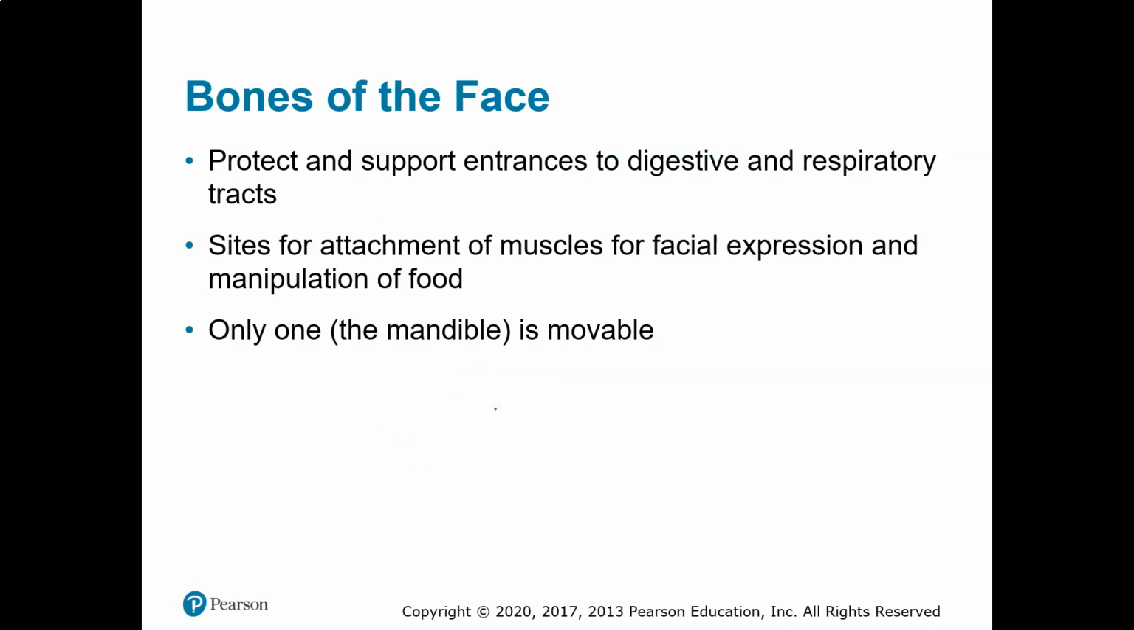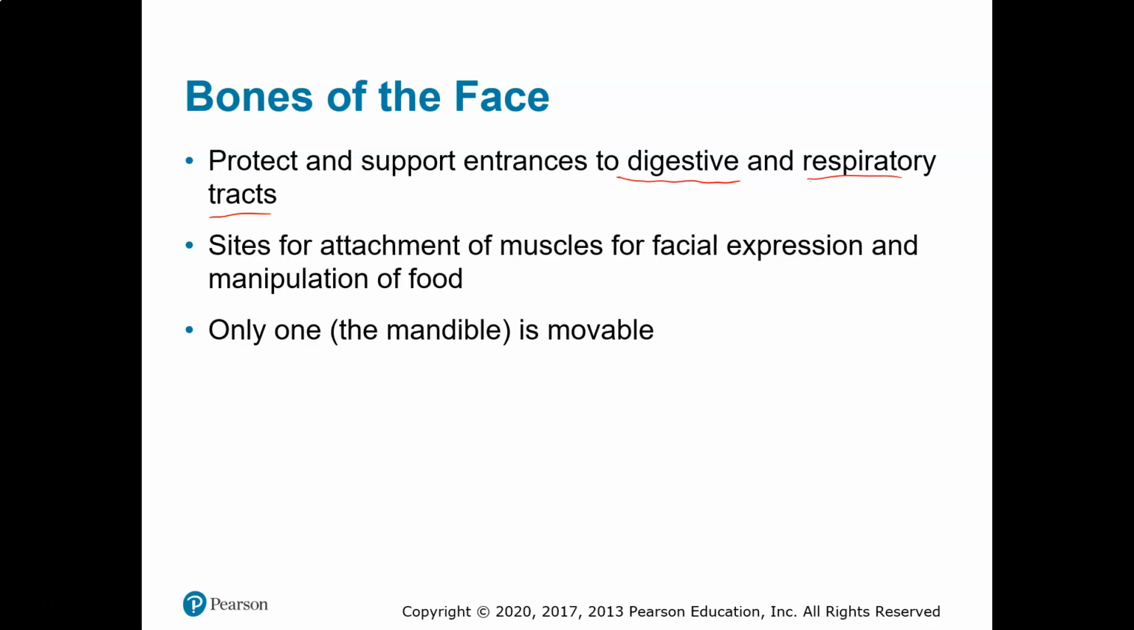Okay, and we're going to talk about the bones of the face. Remember, the skull consists of the cranium that protects the brain and then the facial bones that protect the face. So the function of the facial bones is to protect and support entrances to the digestive and respiratory tracts. Of course, that means the mouth and the nose.